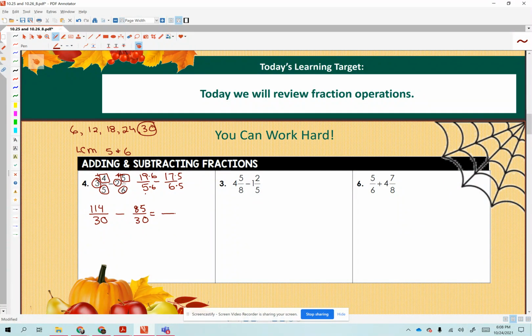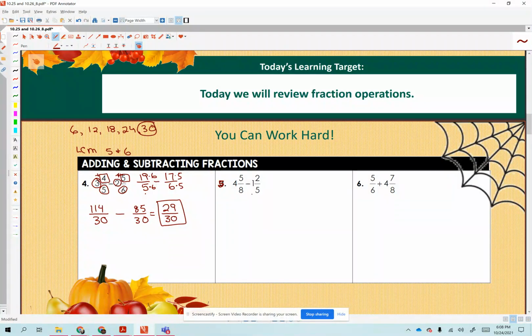So now I can subtract. I will have my denominator of 30, and 114 minus 85 is 29. And that is a final answer. We cannot simplify that any further. We can go ahead and box that answer. So this should be a 5. Looks like we have a little error here. That should be a 5.